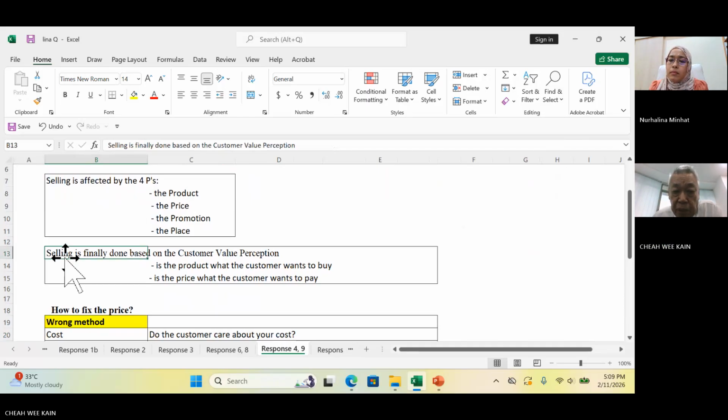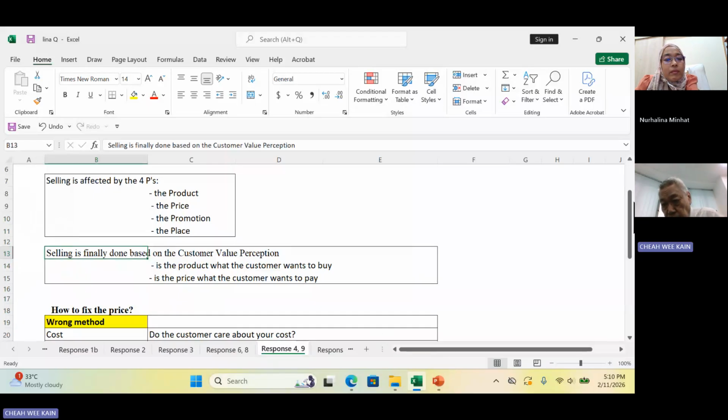Now, what does that mean? Is the product what the customer wants to buy? Is the price what the customer wants to pay? So now I ask you, doctor, okay? You go to the supermarket, you look around at some products. You look at the price, and then you say whether it's got value or no value. To you, right? And then, of course, you check your wallet, got money or not. The salespeople talk so nicely to me, so maybe I want to give it a try. Or I always buy this product, so I just buy, you know?